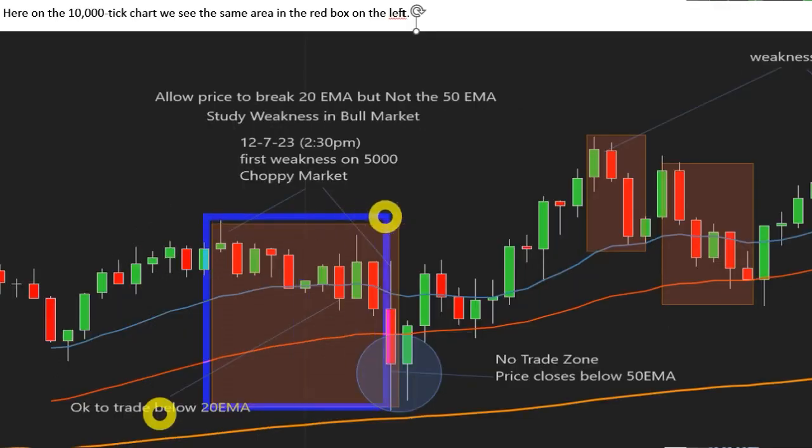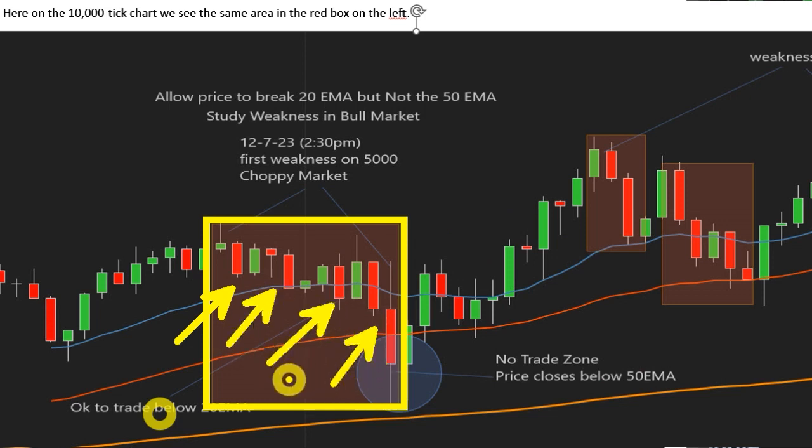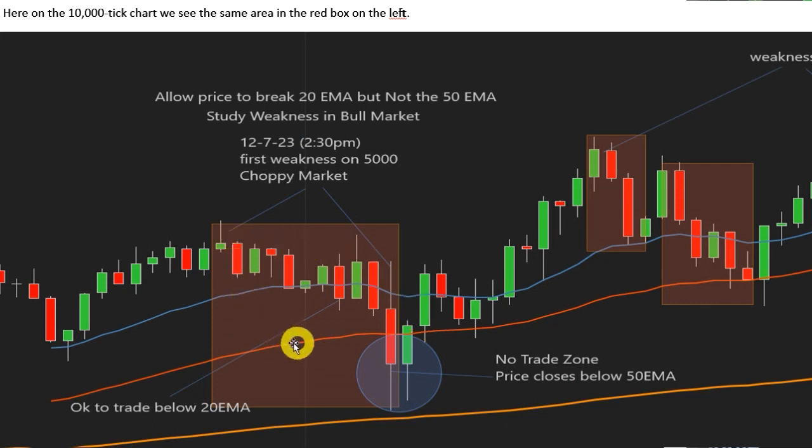Let's continue. Here on the 10,000 tick chart, we see the same area of weakness that we just saw on the 15-minute chart. We're going to look at that red candle, these two red candles, this red candle, and these two red candles. All of that is the same area that we see right here on this time chart in the red box, except on the 10,000 tick chart. So we're going to look at everything in this little area. First, let's start with this red candle, this one candle where we see it go down and bounce back up. We're going to cover that area right there.